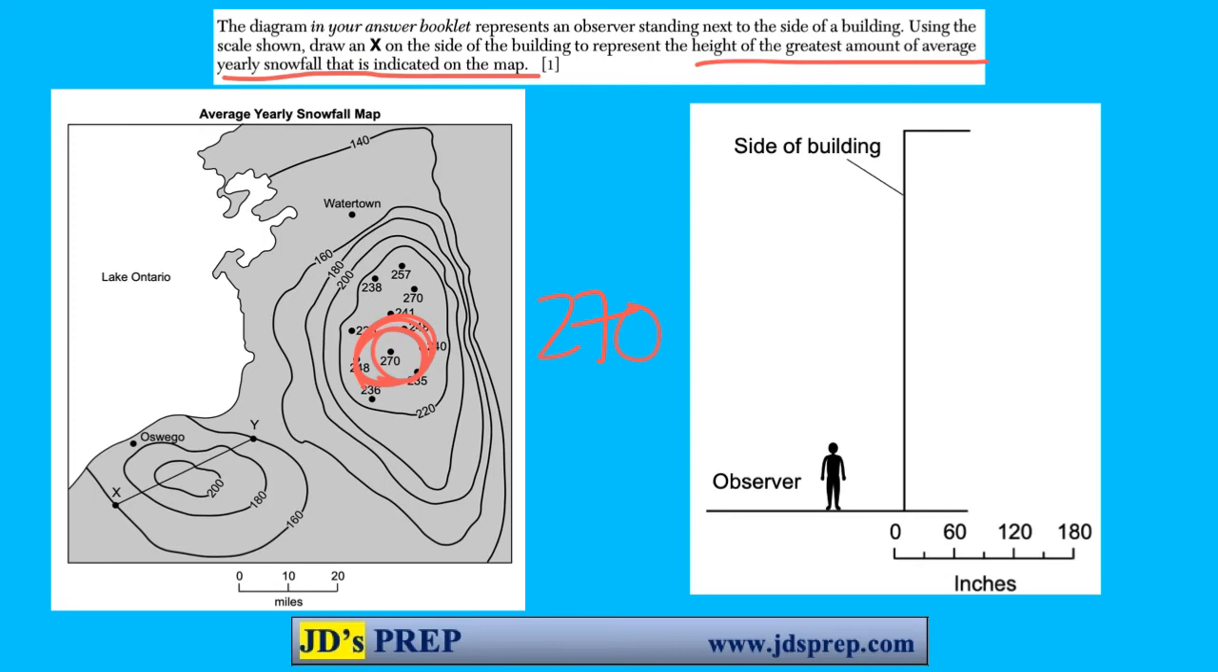Again, with your ruler and paper, you're going to be able to measure out this scale, and using this scale determine really accurately along the side of the building how high 270 would be. Again, I'm going to be eyeballing it a little bit, but you will get the gist. So this is about 60, 120, 180, 240, 300. 270 is going to be somewhere in this zone.